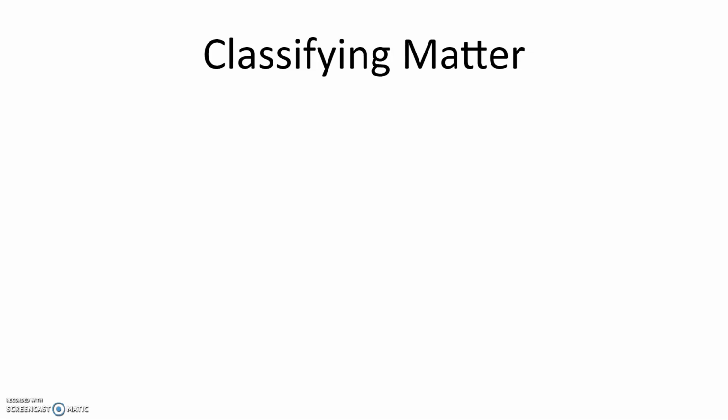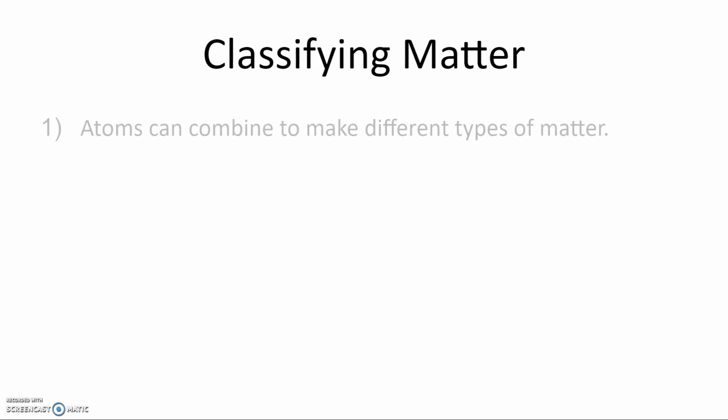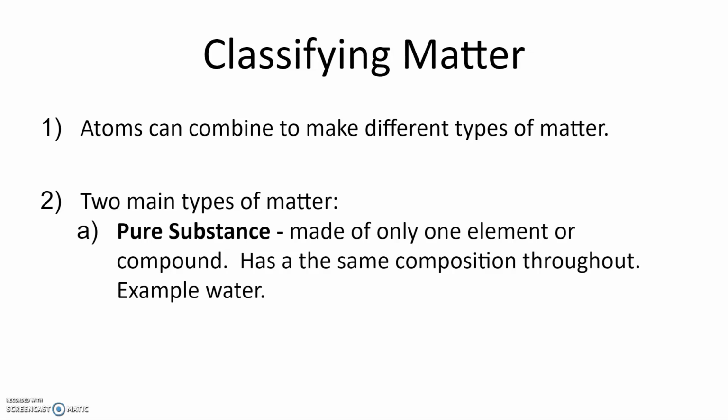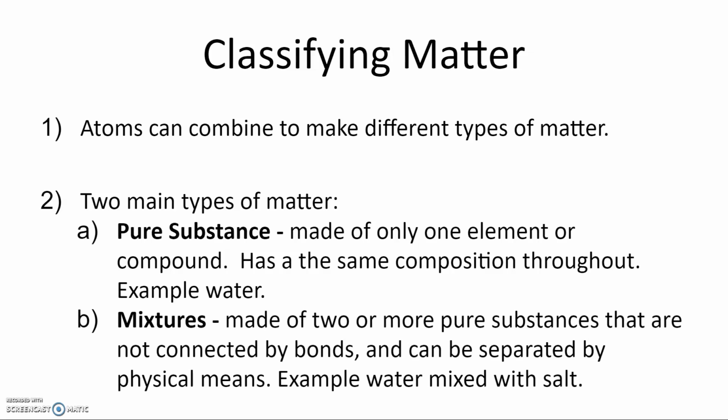All right, the next thing we're going to do is go into classifying matter. So atoms can combine to make different types of matter. And the two main types of matter are pure substances and mixtures. Pure substances are made up of only one element or compound, and it has the same composition throughout. An example of that would be water. Water is a pure substance. It only contains water molecules.